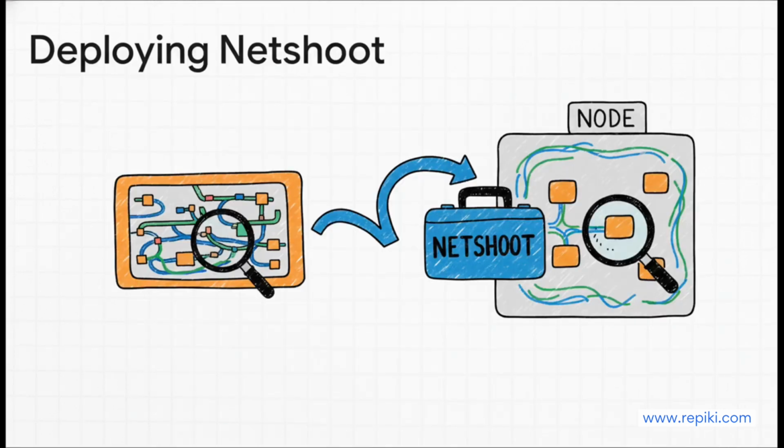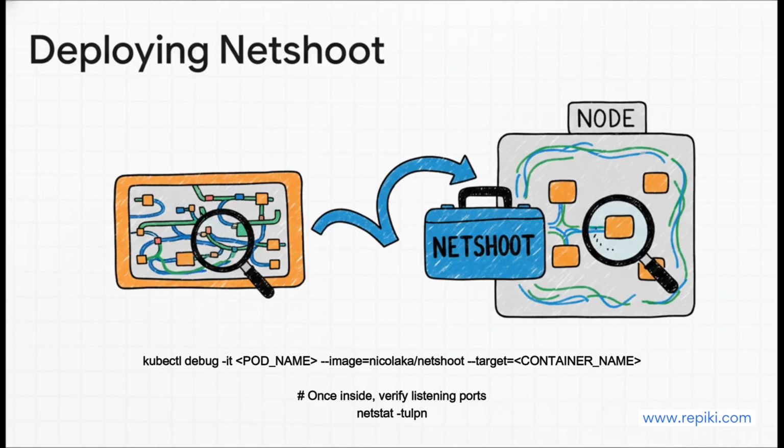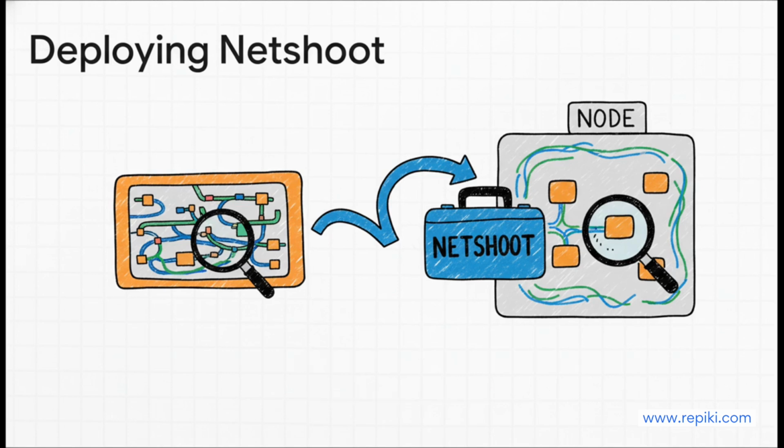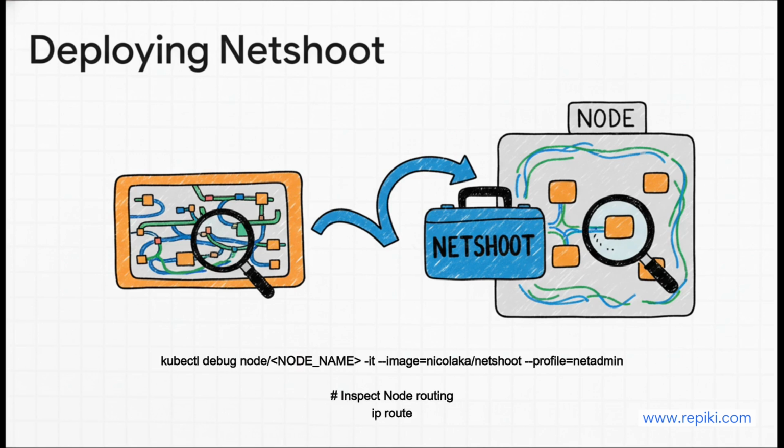And here's the magic of how you use it. With a simple kubectl debug command, you can literally attach this netshoot container to a running pod. This lets you peek inside its private network world. Or even cooler, you can attach it directly to a node to check out the host's network setup. It's just so incredibly powerful.